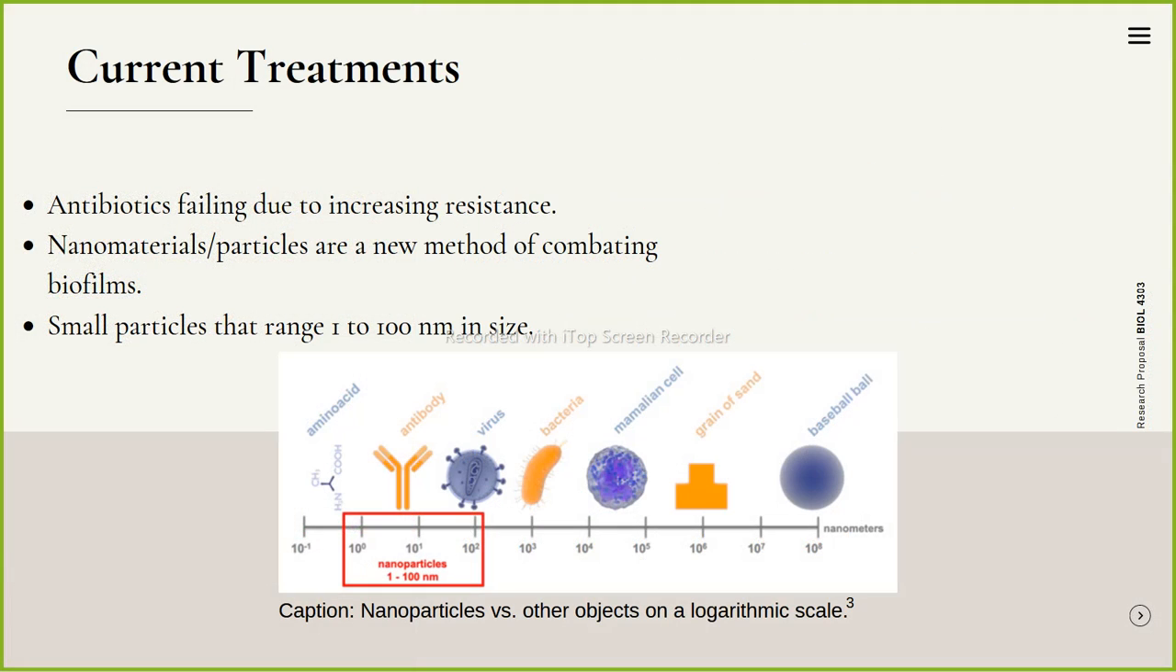So looking at current treatments, as we all know, antibiotics are failing for a lot of infections associated with bacteria, as well as biofilms. A new emerging field for treating oral biofilms is the use of nanomaterials or nanoparticles. These are just particles that range from 1 to 100 nanometers in size, and there's kind of a scale there on the bottom.